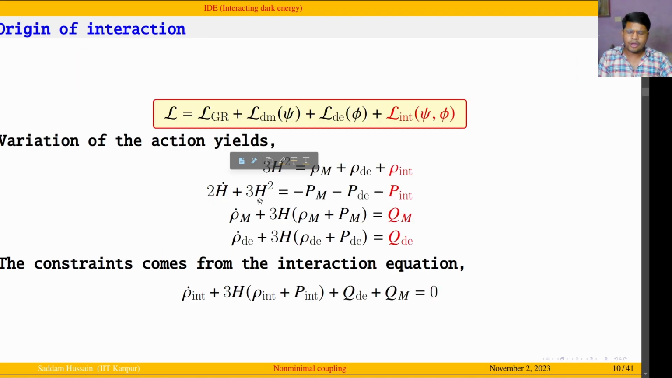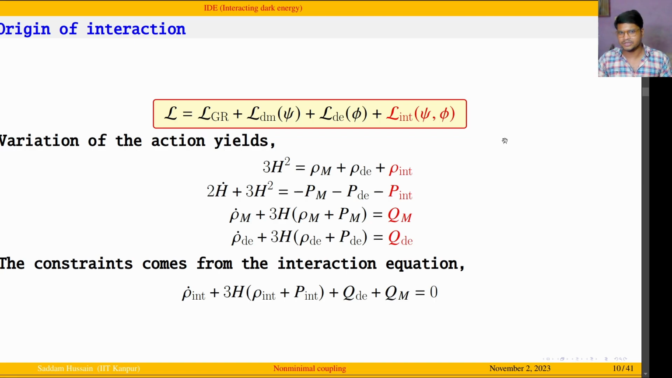Since we do not have any microscopic theory of dark matter or dark energy, we still cannot be sure how this interaction can happen. But classically, we can understand it just like in particle physics: suppose you have two fields, psi and phi, and matter. So we can have an interaction. We can always write psi, phi, and all these things.